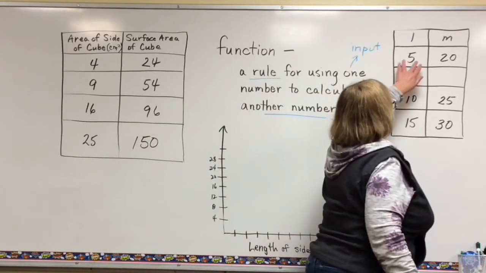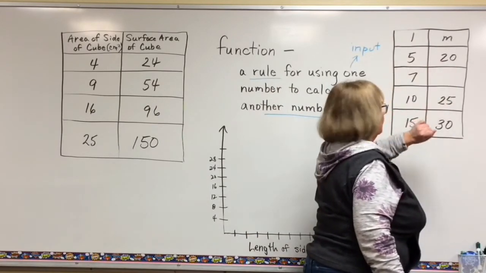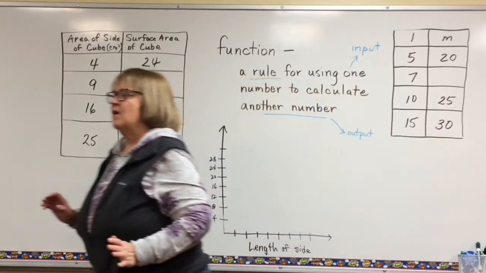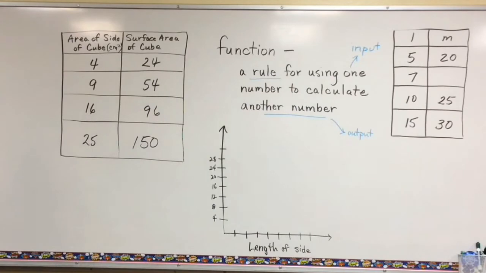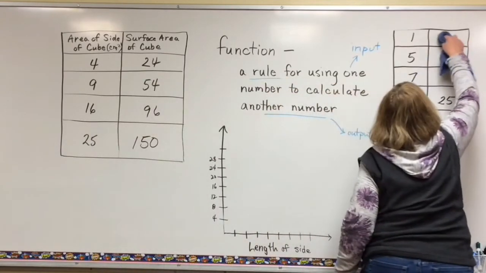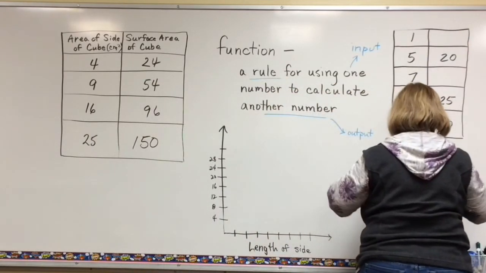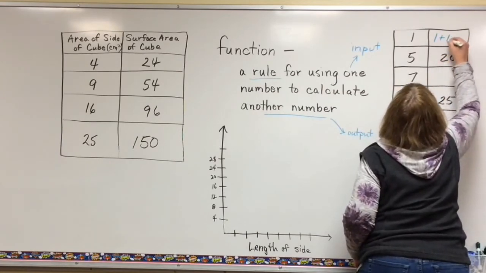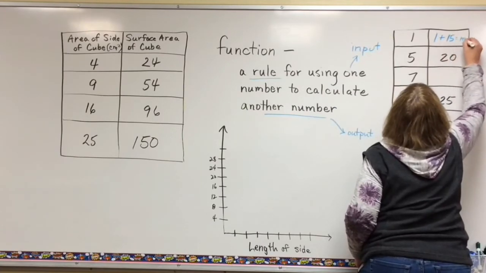15 plus 5 is 20. 10 plus 15 is 25. And 15 plus 15 is 30. So now we know the rule or the function of that box. So to find M, we have to add 15 to L. Now, I can very simply take off my M and label this L plus 15 equals M.